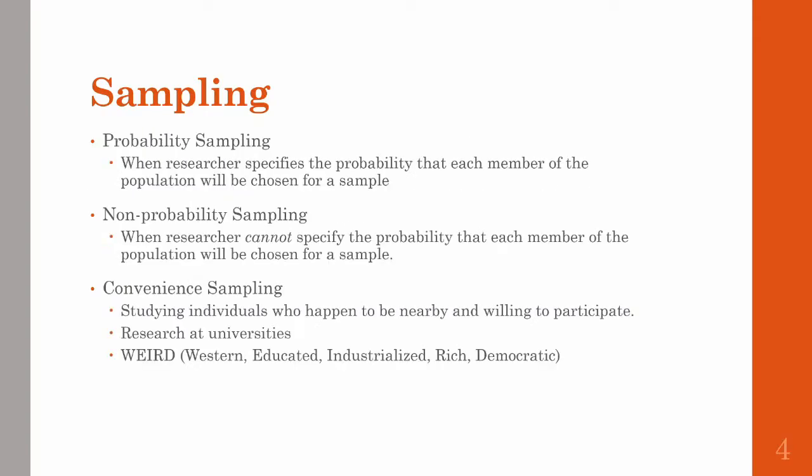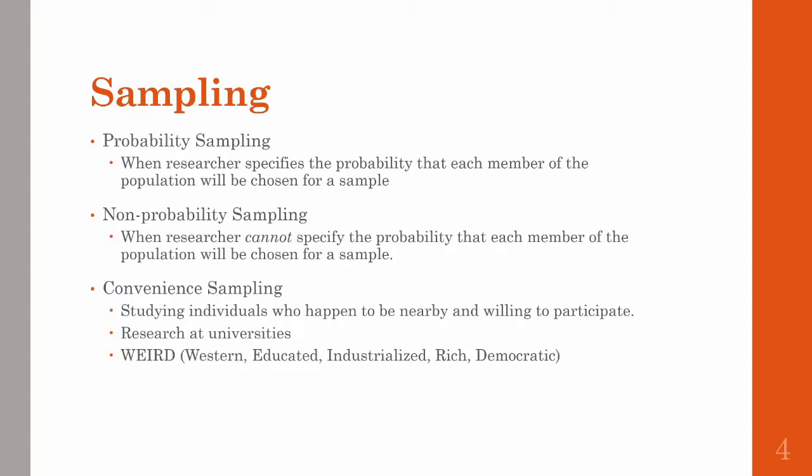All research involves sampling, and to put a definition on that, it's selecting a sample of people to study from a bigger population of interest. The way we sample people can come from two different categories. The first is probability sampling, and this occurs when the researcher can specify the probability that each member of the population will be chosen for the sample. Non-probability sampling occurs when we cannot specify these probabilities. Most research involves non-probability sampling.